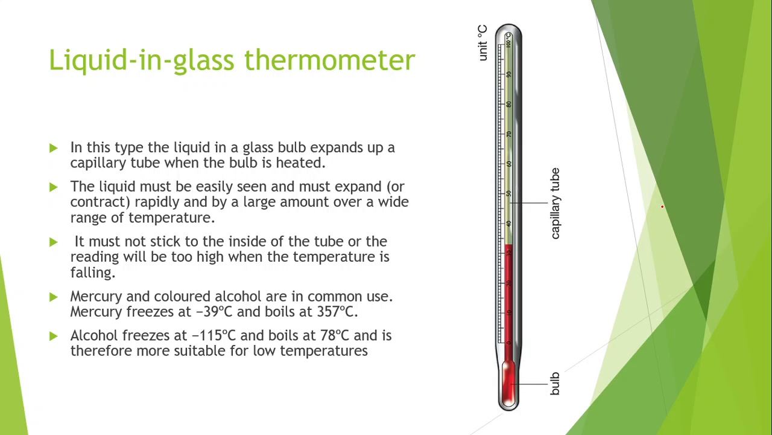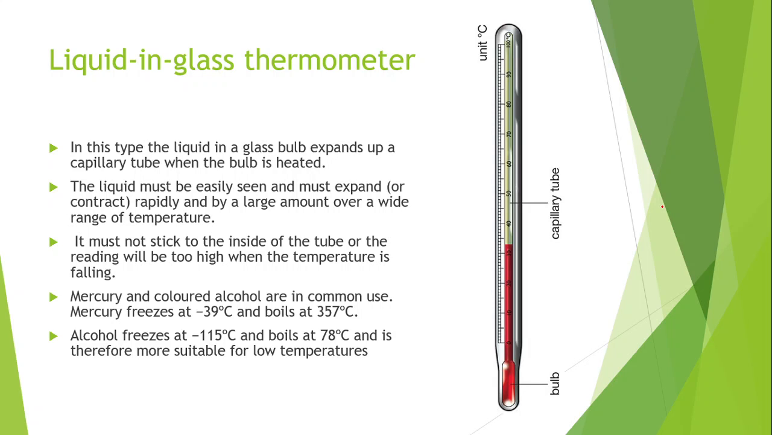So coming to the first type of thermometer that we'll be talking about, liquid and glass thermometers. These are the common thermometers that we see in our daily lives, the ones we have at home to get an idea of the temperature of the body when someone is feverish or sick. In this type, the liquid is in a glass bulb and it expands up the capillary tube when the bulb is heated.